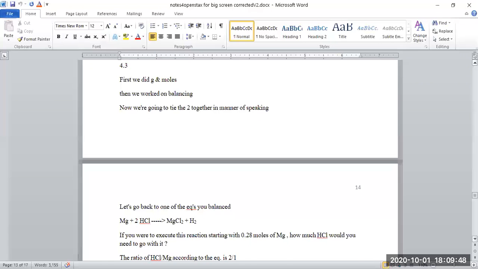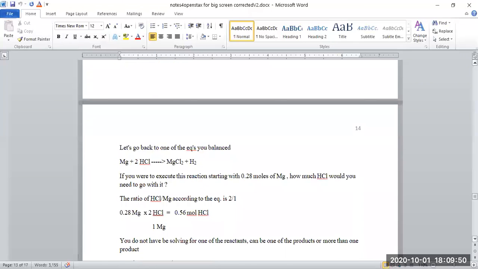Let me pick on one that we used when we were balancing. Take a piece of magnesium, drop it in some hydrochloric acid. There's a 2-to-1 ratio. You get some magnesium chloride, you get some hydrogen gas. We're actually going to kind of start in the middle of the roadmap. The roadmap, probably the key function, is all about the ratios.